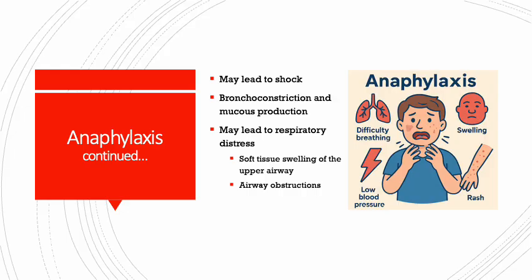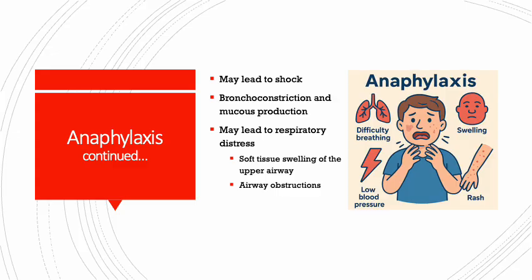At the same time, histamine causes the bronchi to constrict and mucus glands to produce, clogging the airways. The patient struggles to move air. You may hear wheezing or stridor. An example is a patient says, "I can't breathe," and you hear high-pitched inspiratory sounds. That's the airway narrowing from bronchoconstriction and mucus.